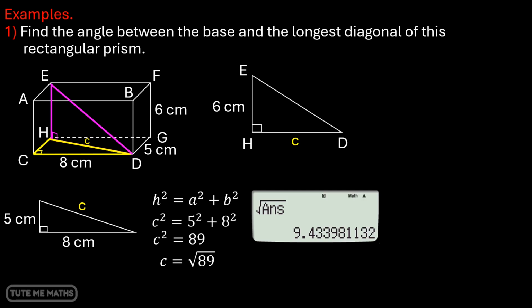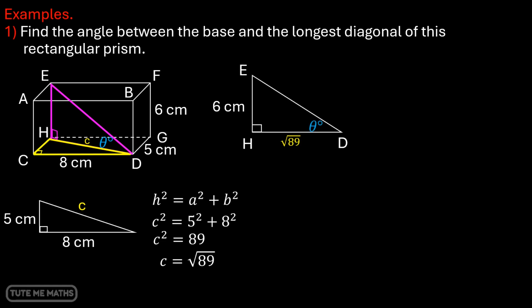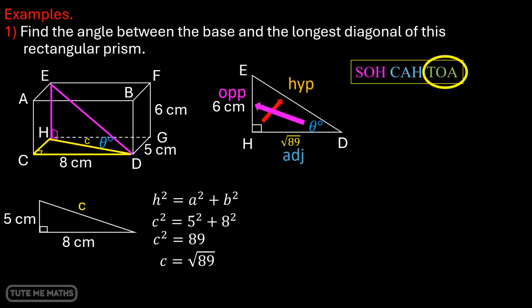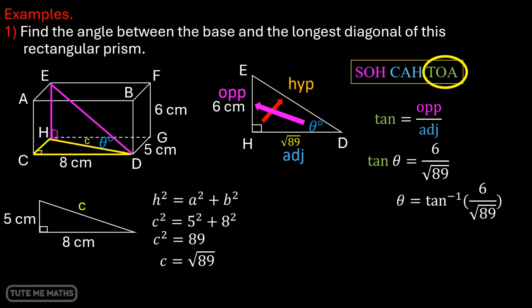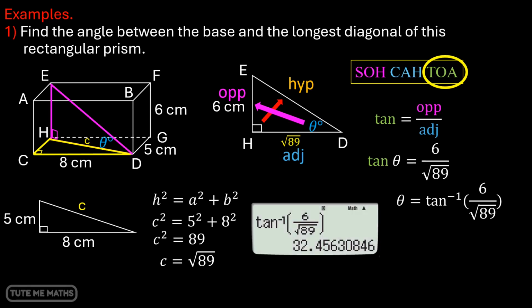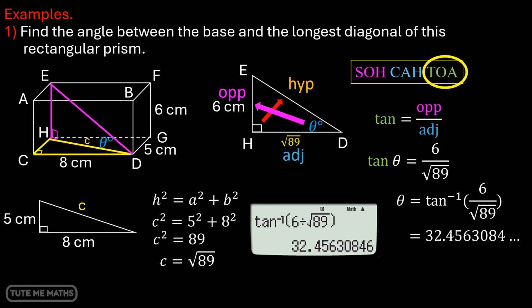Transcribing this answer to our right triangle, we now have two sides and can calculate the required angle, which I now label with the Greek letter theta. Labelling our sides and using SOHCAHTOA, we see that the tan ratio is required. Tan is opposite over adjacent, so tan of theta must be 6 over the square root of 89. Using inverse tan by pressing the shift and then tan on your calculator, we find the angle to be 32.5 degrees, correct to one decimal place.